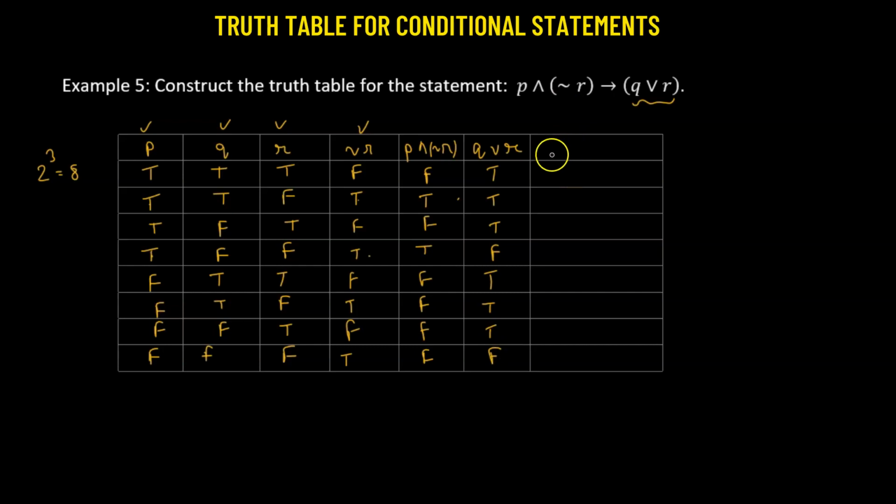Now we come to our final conditional statement. If P or not R, then Q or R. So that means if false, then true. So this is going to be a true statement. If true, then true. So this is a true statement. If false, then true, true. If true, then false. So this is the case where it will be false. So here we can see for all the other cases, it will be a true value. For the last as well, if false, then false. So this is also a true truth value. So this is how we can construct the truth table for the given compound statement.